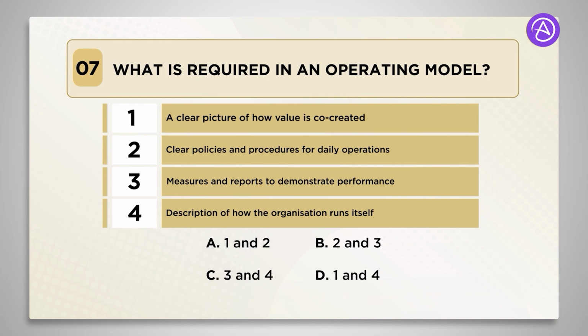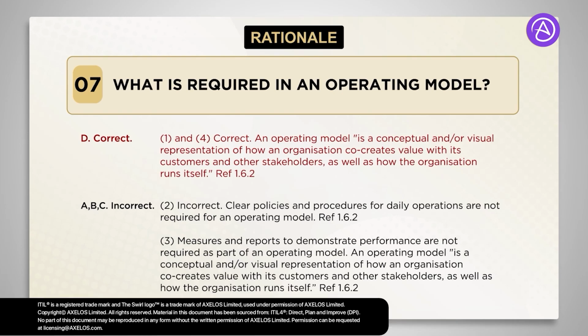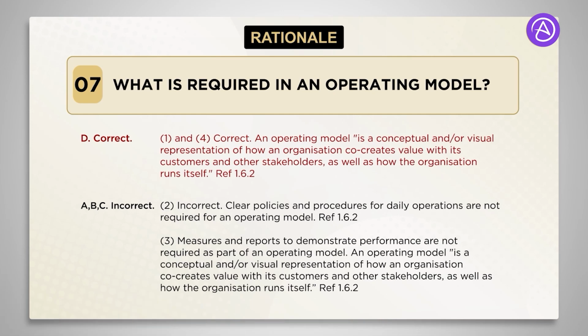Answer to the question, what is required in an operating model? So the two statements that best reflect an operating model, the correct answer is D, statements 1 and 4. You'll recall when we used the service value chain as an example of an operating model, we said that it helps to give a visual representation of how an organisation co-creates value with its customers and other stakeholders through its products and services. So it has that visual representation.